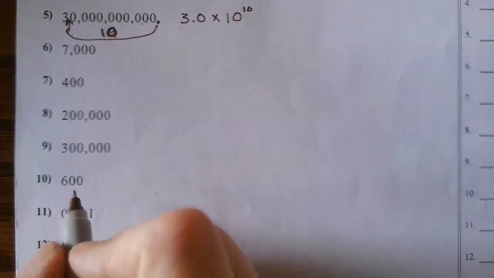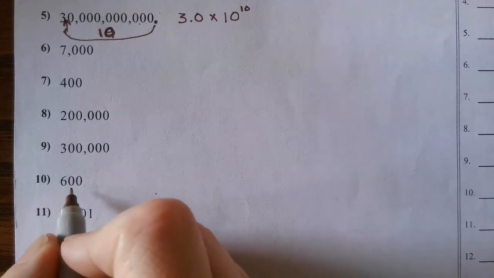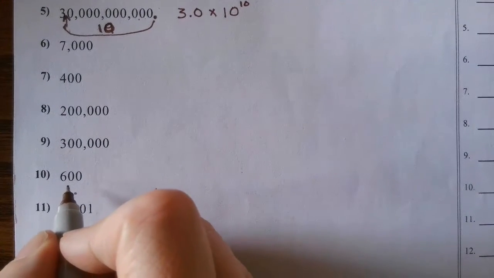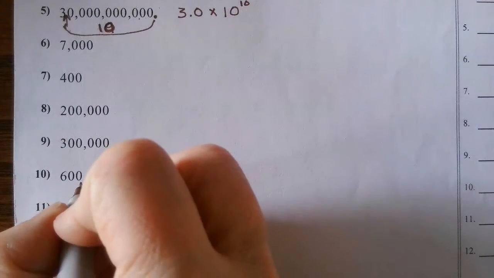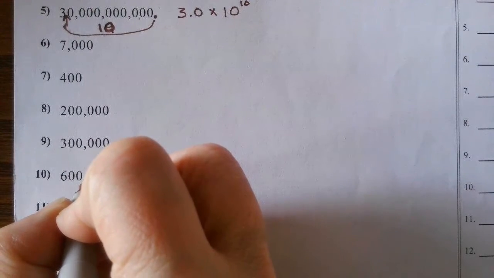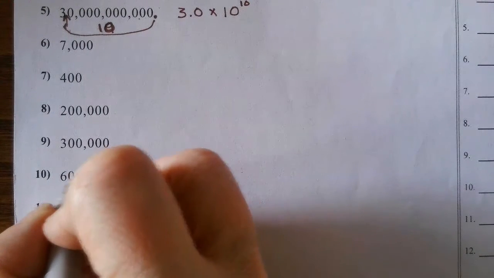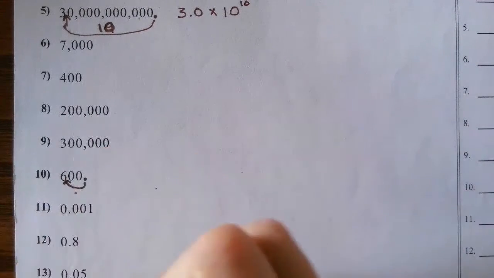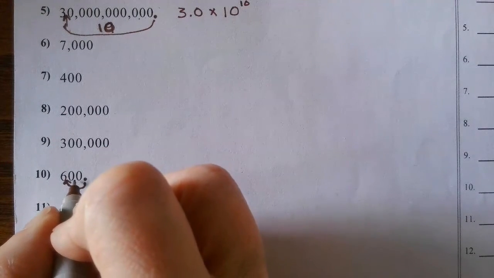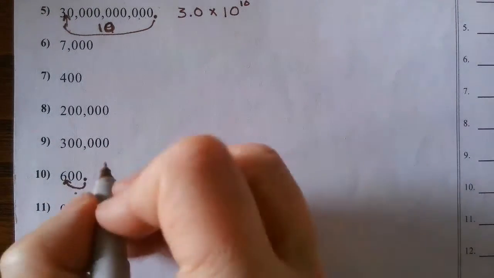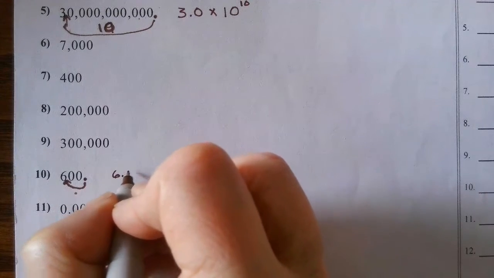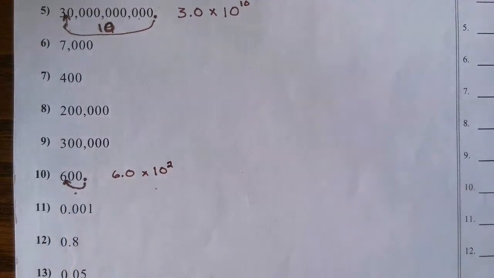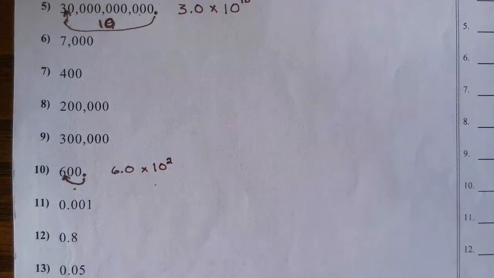Okay. Let's go try number 10. It's a really small number. I don't know why you would write this in scientific notation or as a power of 10, but you could. The decimal place is right over here. We need to move it so that it's right next to that. And how far did we move it? We moved it 1, 2 places. So this is 6.0 times 10 to the 2nd power because we moved it 2 places.